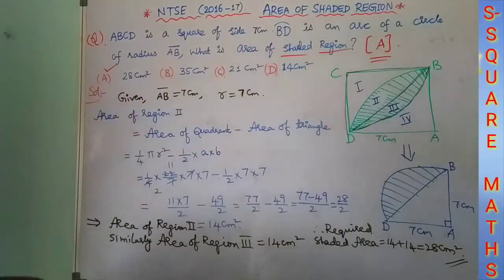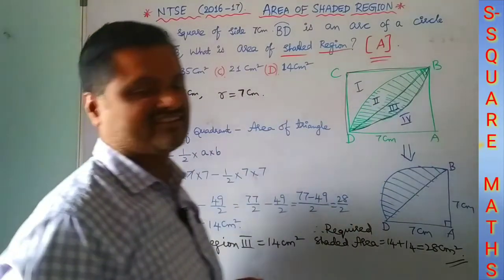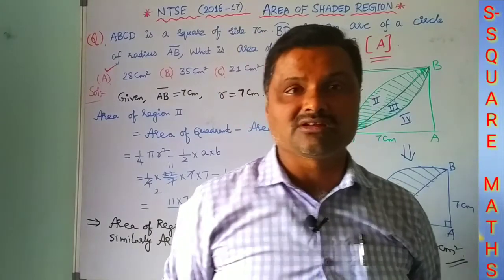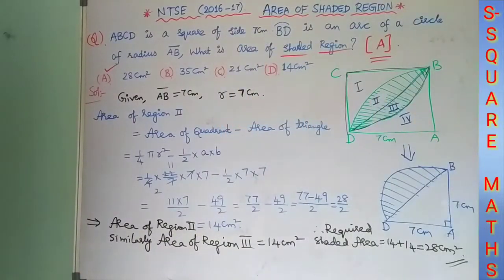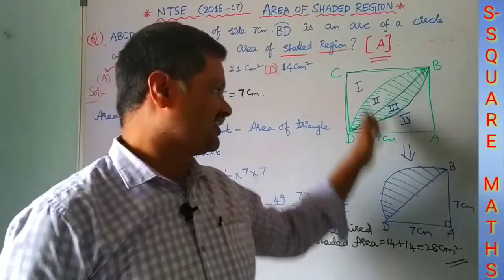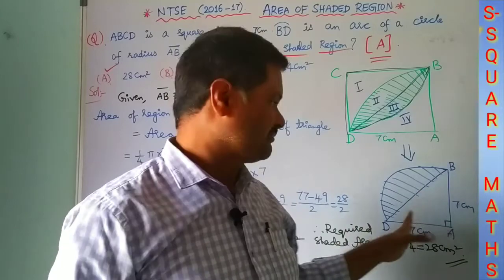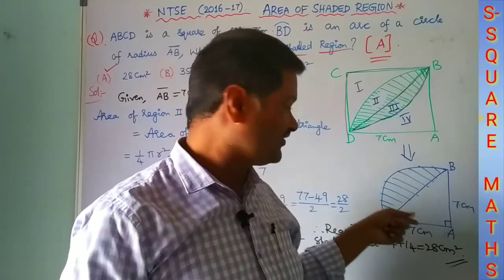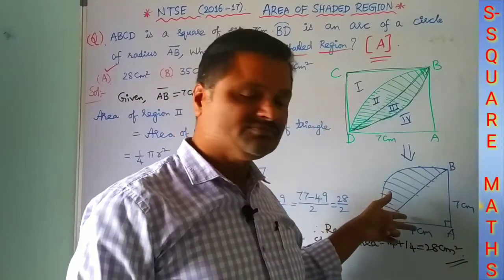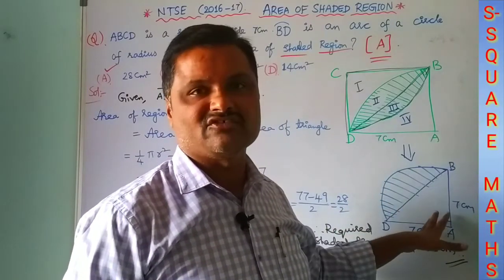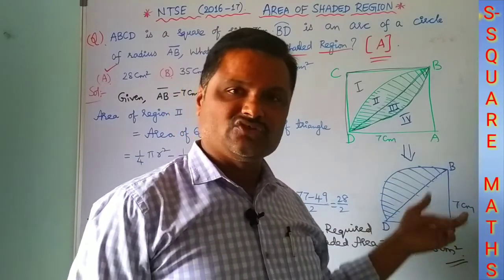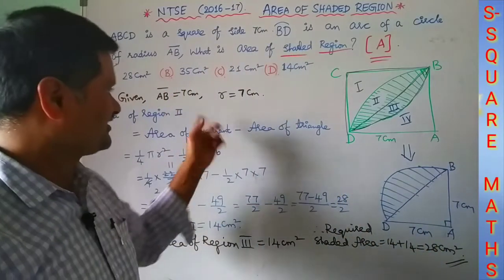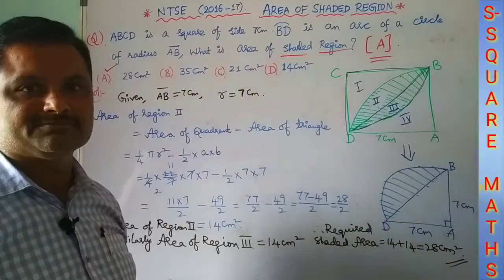So this question has been asked in NTSC 2016-17, the area of the shaded region problem. We can have a look. Go through the diagrams neatly and try to analyze in this way. It's just a matter of 1 or 2 minutes to get the area of this second region here. Area of quadrant minus area of triangle gives the area of shaded region 2. So 2 plus 3 gives you the area of the total region.